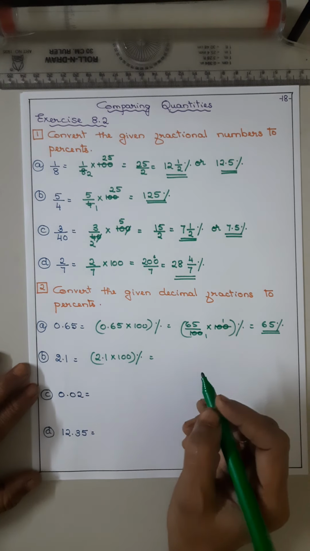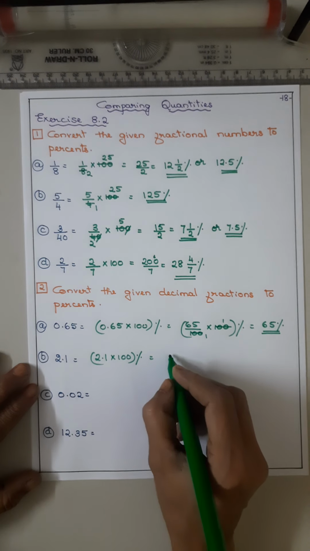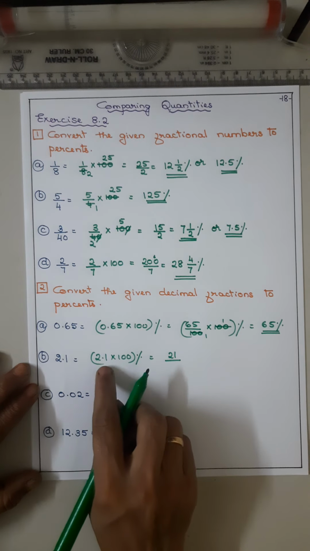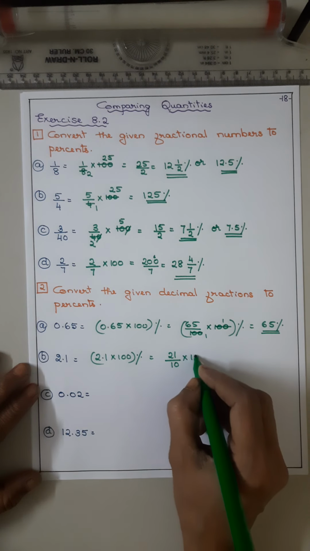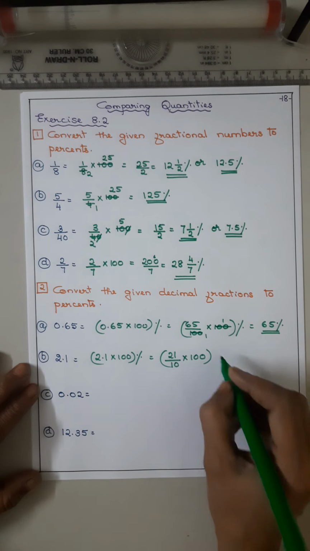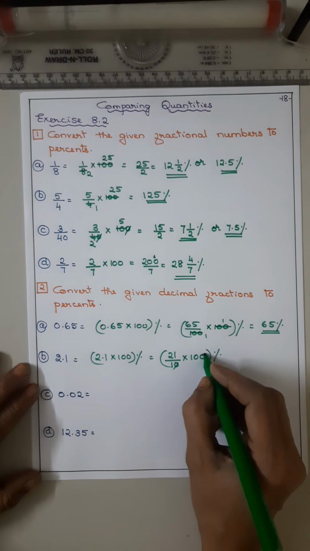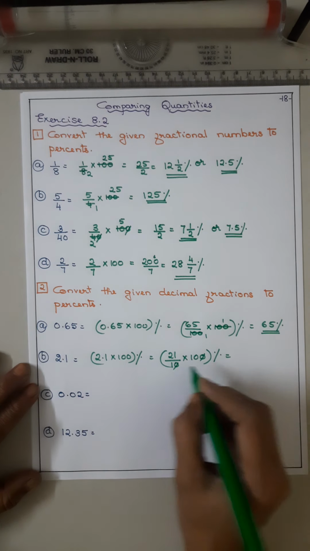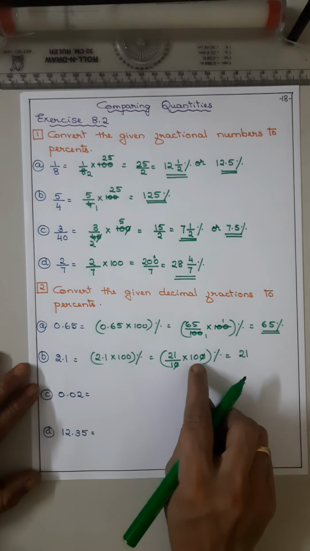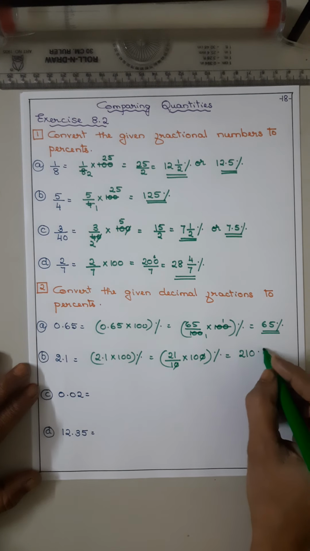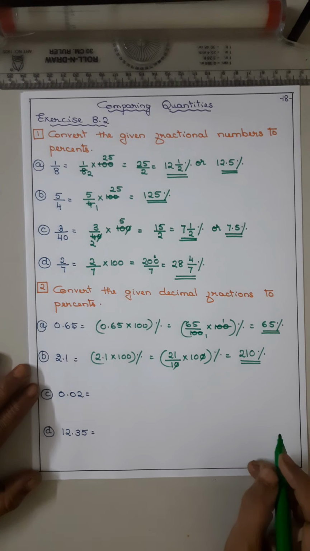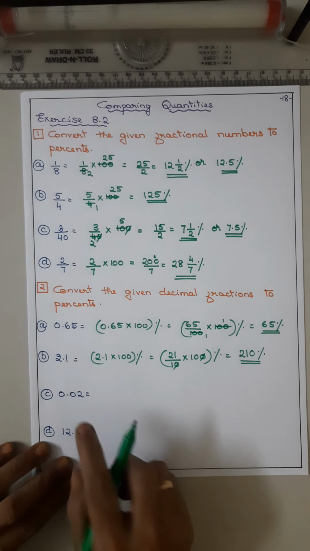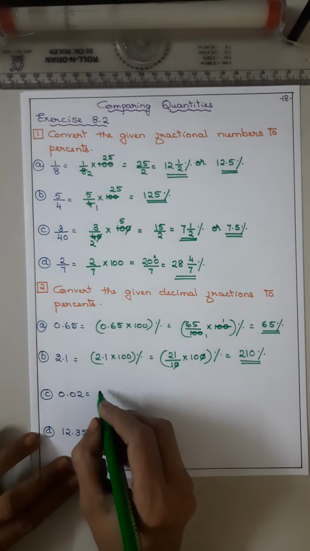Now 2.1 into 100% is equal to 2.1 written as 21/10, 1 decimal, so by 10 into 100. Now 10 cut, it will be 21 and 0, so 210, 210%.